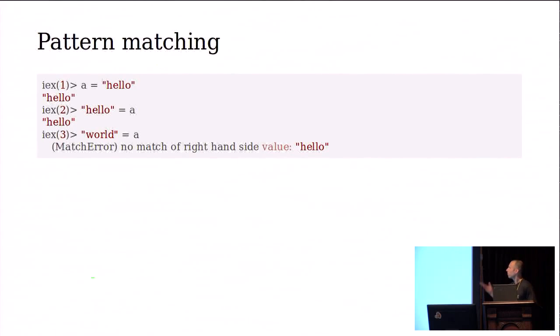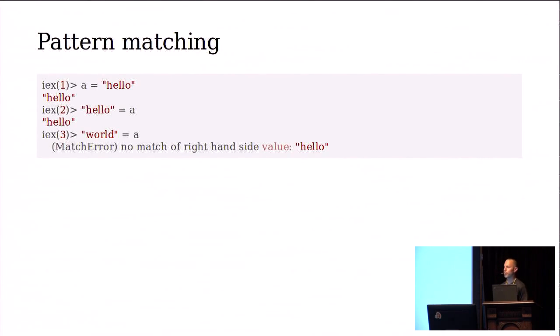Another key principle in Elixir is pattern matching. In this first example, we see that we're assigning the string hello to the variable a, which makes sense. But the next line is a little more curious. We're taking the variable a and assigning it to the string hello. It seems to be OK with that. So we'll try a different string. We'll assign a to the string world, and that it complains about.